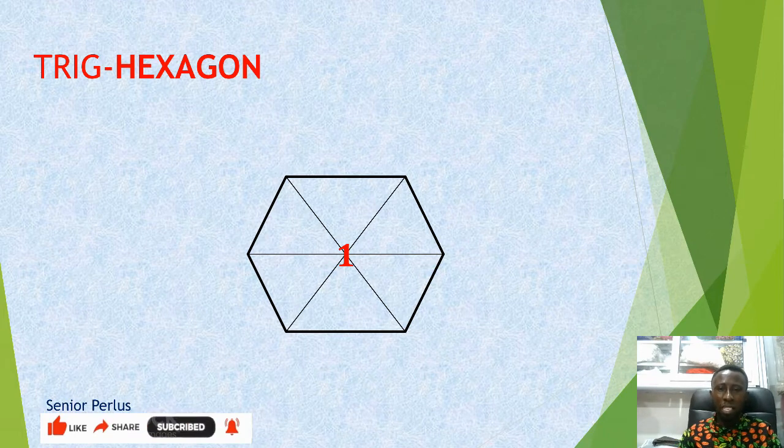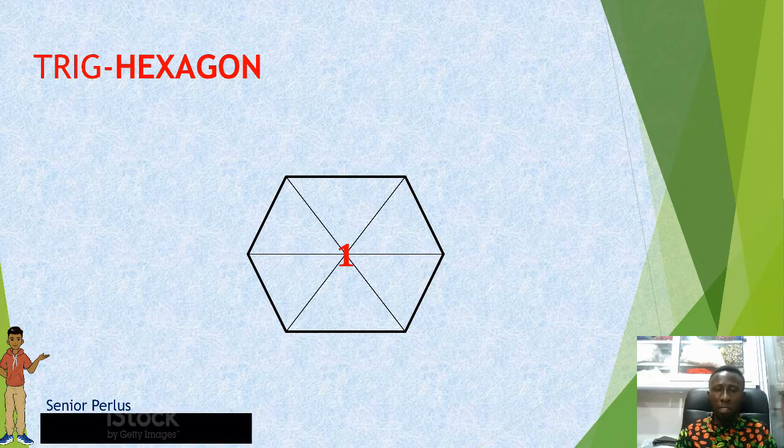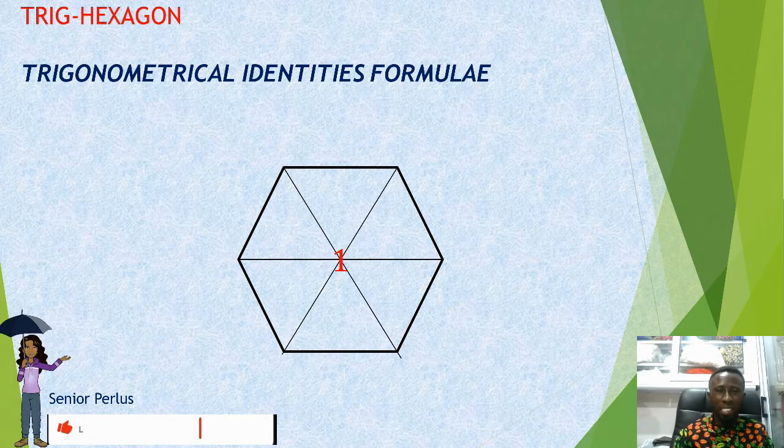Write the 6 function names of trig at each vertex of the hexagon. I hope you know the names of the 6 functions of trig. The 6 functions of trig are sine, cosine, tangent, cotangent, secant, cosecant.